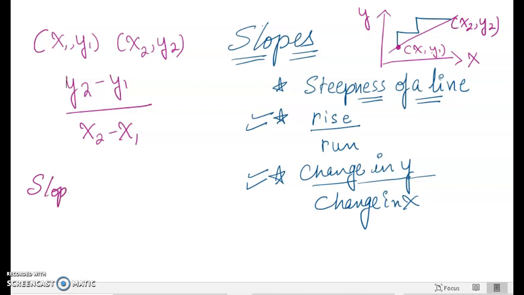Slope is also denoted by lowercase m. And in some books, instead of writing change in y like this, they use this little triangle, which is called delta. So they also represent it as change in y over change in x, and this also means nothing but slope.